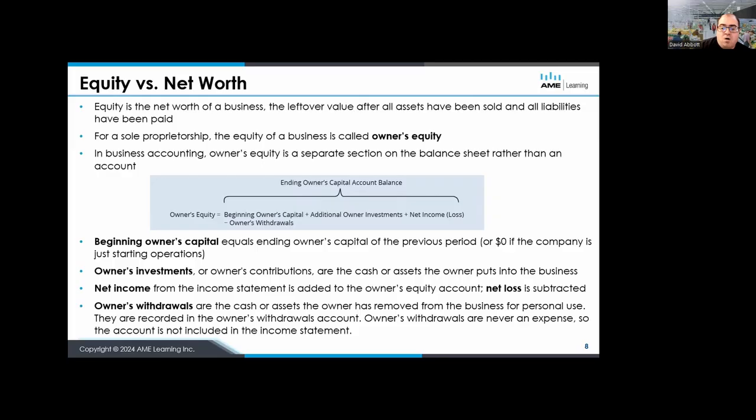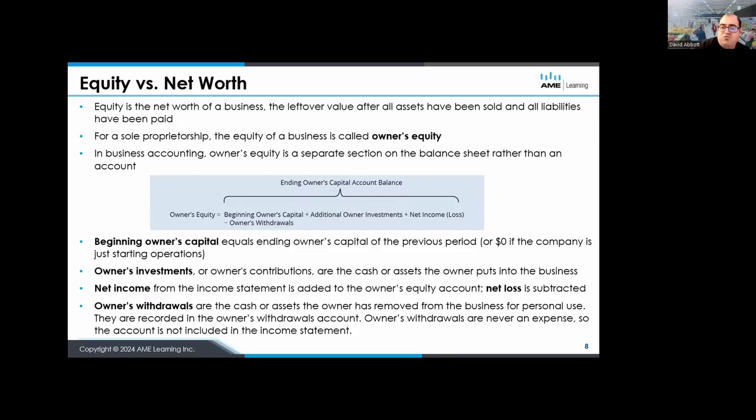Now, owner withdrawals are the cash or assets that the owner has removed from the business for their personal use. They are recorded in the owner's withdrawals account. Owner withdrawals are never an expense, so the amount is not included on the income statement, but it would affect the balance sheet. Oftentimes this is how the owner gets paid, is that they make a withdrawal from the equity, and that's how they get paid, at least in a sole proprietorship.